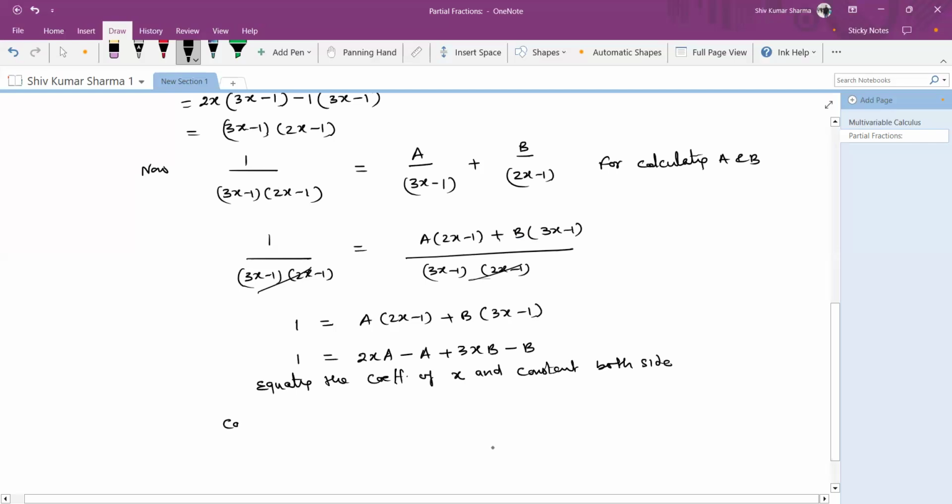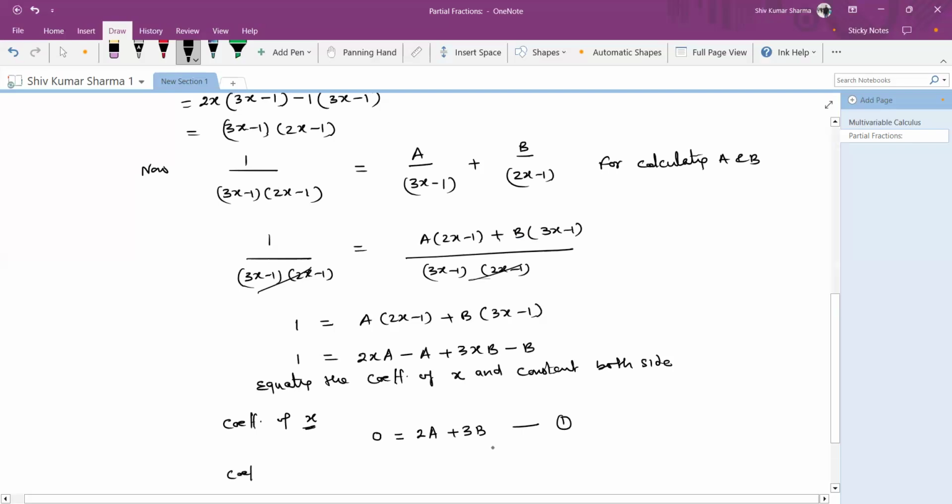So here, first we take the coefficient of x. We see that on the LHS there is no term of x, so we write down that the coefficient of x will be 0. So 0 is equal to the coefficient of x on the right, which is 2a plus 3b. So this is our equation number 1.